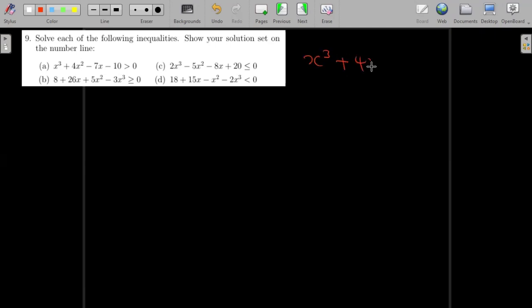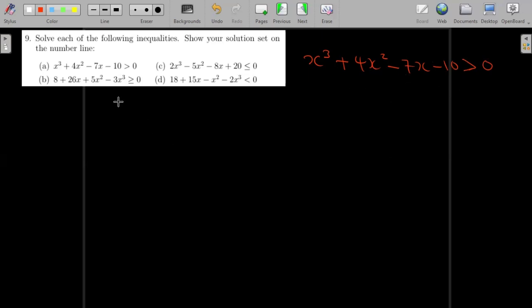Okay, so question A has the question, this is x cubed plus 4x squared minus 7x minus 10, and we're saying this should be greater than what? Greater than 0. Notice that it's strictly greater than 0, what they're requiring of us here. So what do I have to do? First of all, I have to factor this polynomial here.